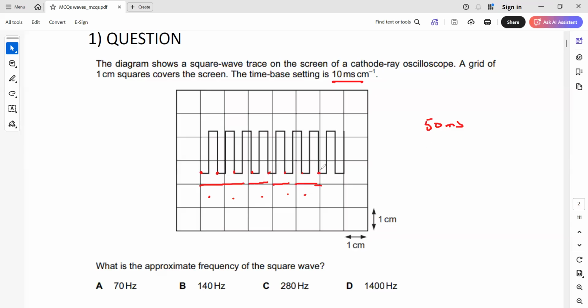But if we need a frequency, frequency is the reciprocal of the time period. First, we need a time. How many vibrations are there in 50 milliseconds? This is 1, 2, 3, 4, 5, 6, and 7 vibrations. So the time period is the total time divided by the number of vibrations. So that should be 50 divided by 7. But if I need a frequency, it is the reciprocal of the time period, so it will be 7 divided by 50.